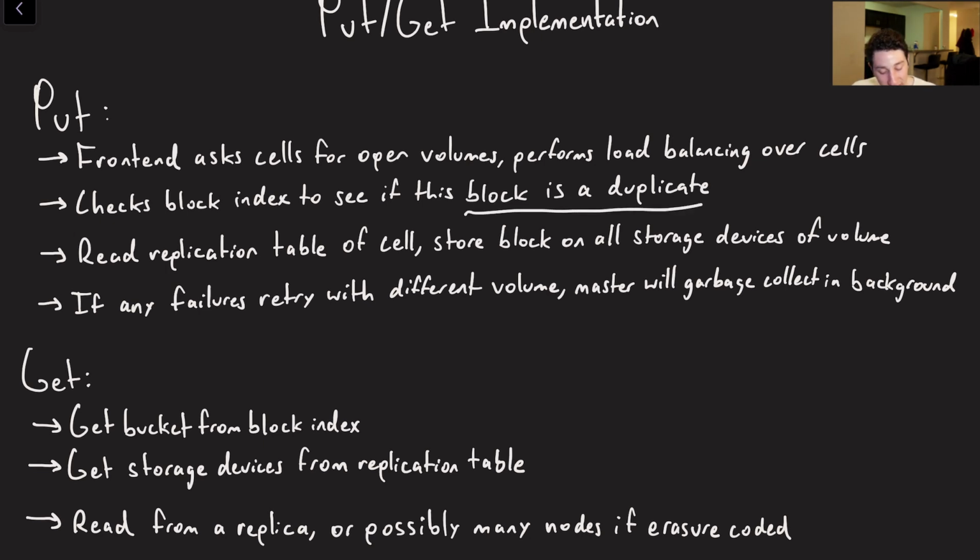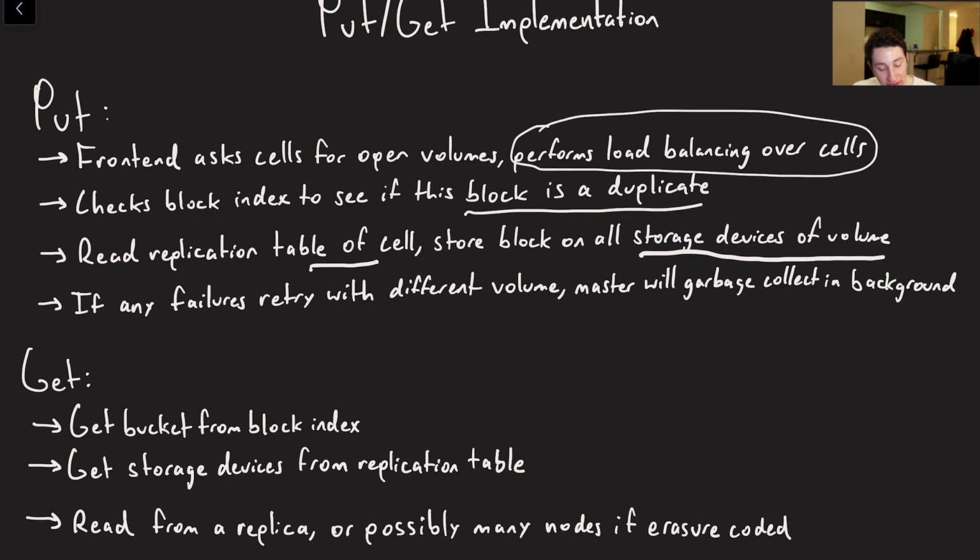Check the block to see if the block is a duplicate. If not, we go into the cells, we read the replication table, and then we store the block on all storage devices of a particular volume. Remember, we're going to be performing load balancing over cells here. So even though we could go to the same cell every single time, obviously we want to spread this load out. So we pick a cell, we go to the cell, we get ourselves a bucket, and we figure out what actual storage devices the bucket is located on.